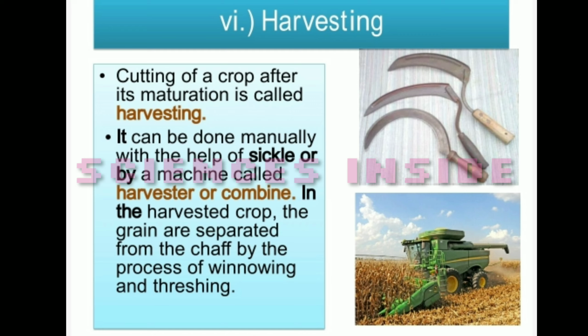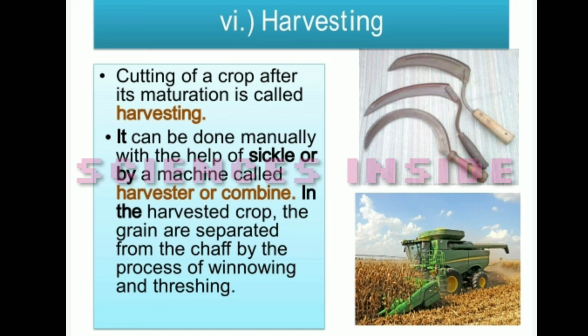Crops are cut and gathered once they are matured. This process is called harvesting. The cutting of a crop after its maturation is called harvesting. It can be done manually with the help of a sickle or by a machine called a harvester or combine.